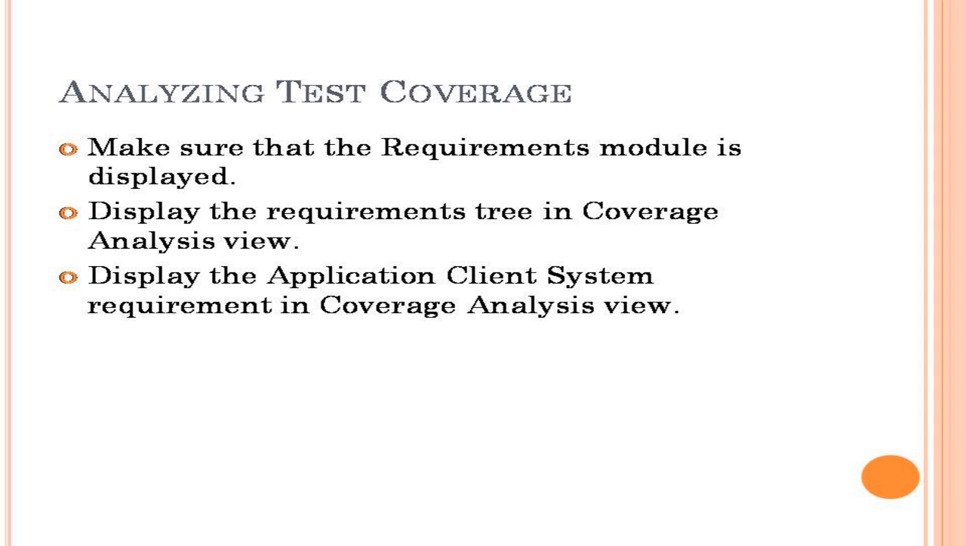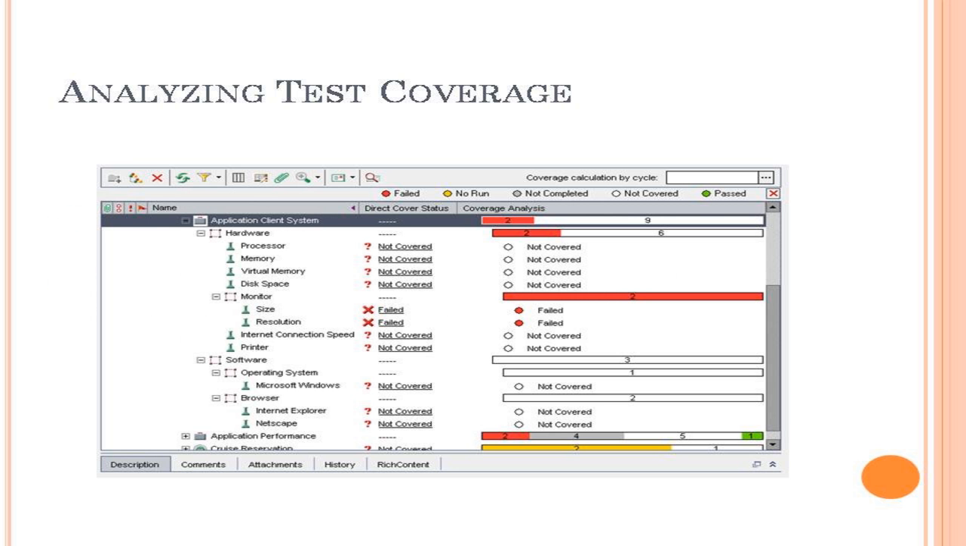2. Display the Requirements tree in Coverage Analysis view. Choose View, Coverage Analysis. The Coverage Analysis view is displayed. 3. Display the Application Client System requirement in Coverage Analysis view. If any filters are applied, click the Set Filters/Sort arrow and choose Clear Filter/Sort. Click Yes to confirm. Under the Mercury Tours Application requirement, expand the Application Client System requirement and its children.